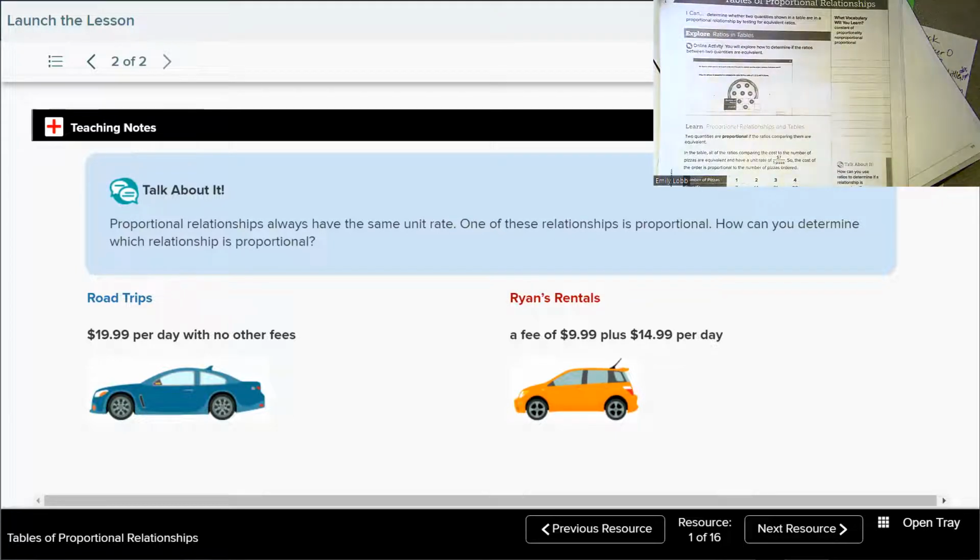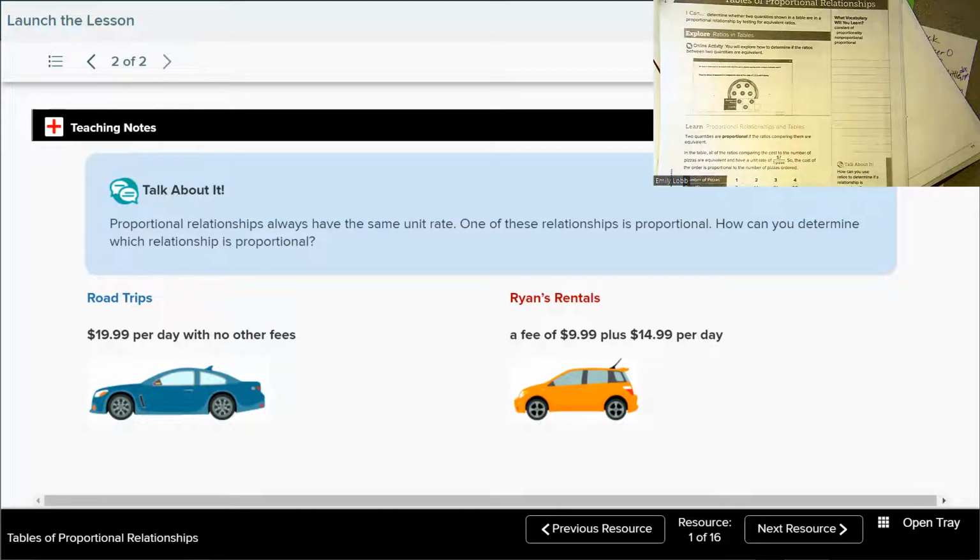So Ryan's Rentals, if there's a fee of $9.99 plus $15 a day, let's just round and say 10 and 15. That'll help us with our math a little bit. How much is it for the first day? $25. The next day, I'm adding what to it? Another 15, right? Good. Next day, I'm adding 15 because I'm not adding the $10 fee every time. So $25 for the first day. If I add 15 to that, it becomes $40. If I add 15 to that, it becomes $55.